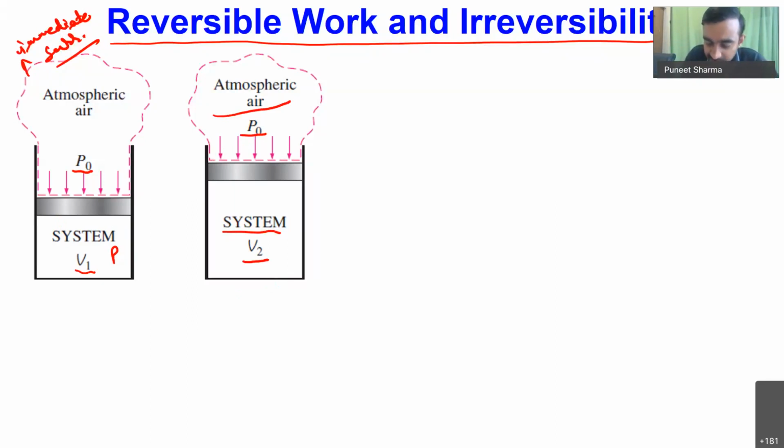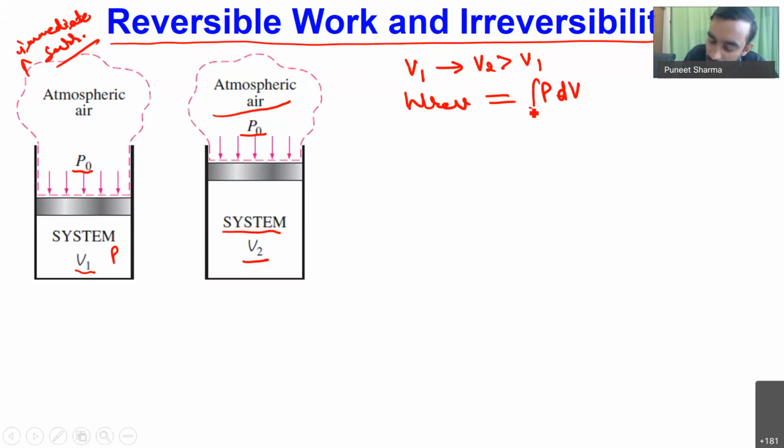So now you can see during this expansion process, our volume has changed from V1 to V2, and my V2 volume is greater than V1. If you calculate the reversible amount of work during this process, the reversible work will be equal to integral PdV, from point 1 to point 2. So that will be my reversible work which I can obtain from this system.